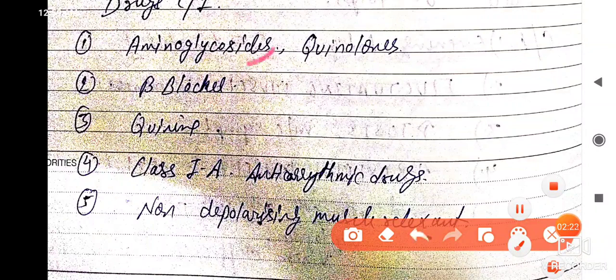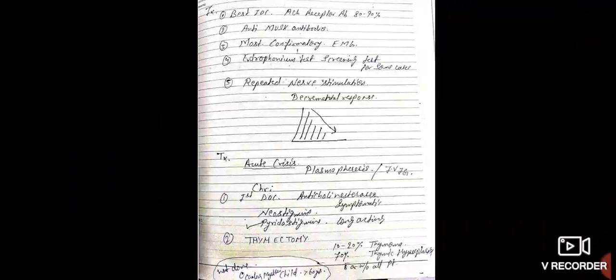Examples are amikacin and gentamicin. Quinolones like fluoroquinolones, levofloxacin and moxifloxacin. Beta blockers, bisoprolol, metoprolol, quinine and class 1A antiarrhythmic drugs are contraindicated. Non-depolarizing muscle relaxants are also contraindicated.